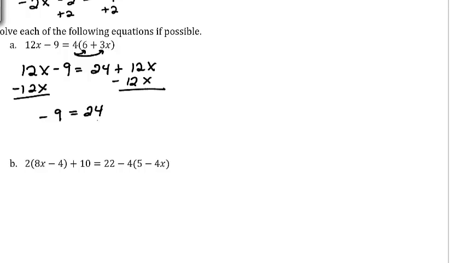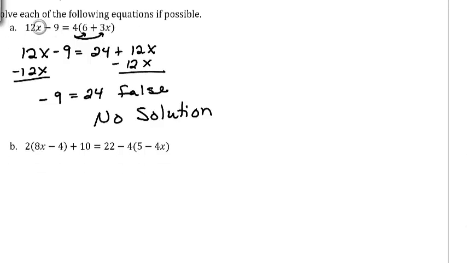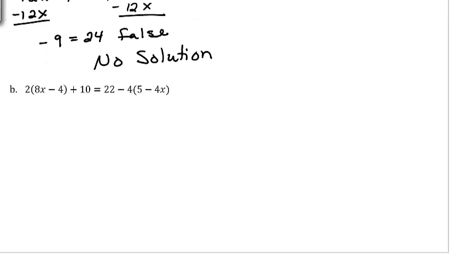Negative 9 is not equal to 24. This is false. Whenever you're solving an equation and you get a false statement like this, what it means is that there's no solution. There is no value of x that we can plug into here that will give us a true statement. So you cannot find a number to replace these two x's with that will make this equation true. So no solution would be our answer here.